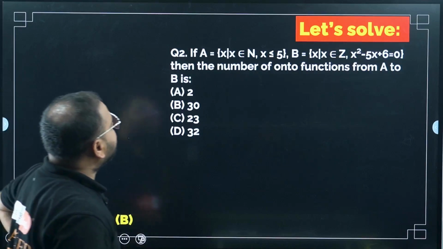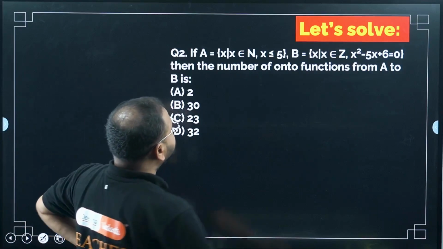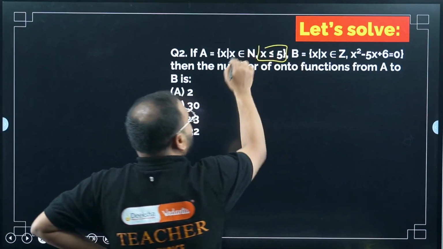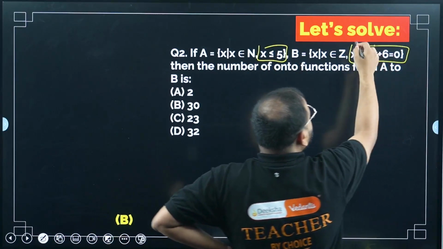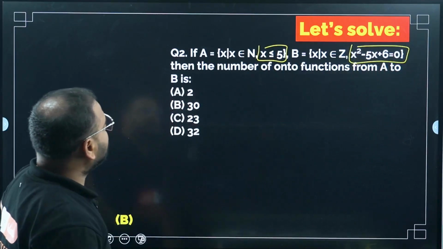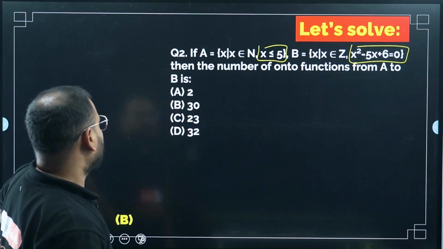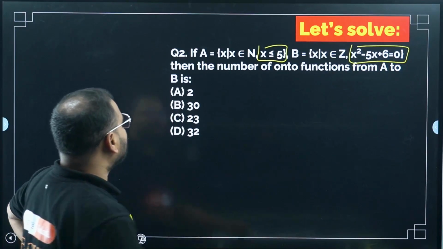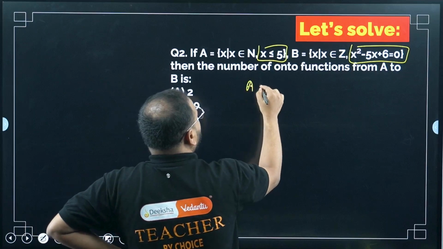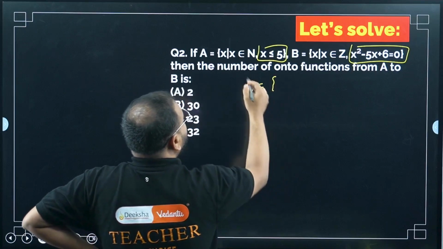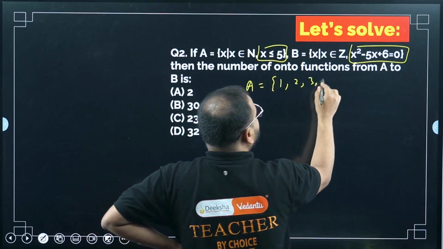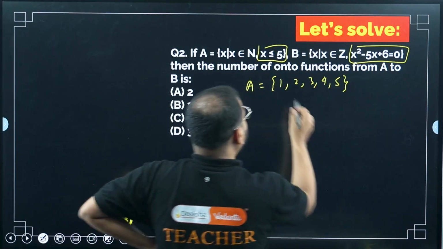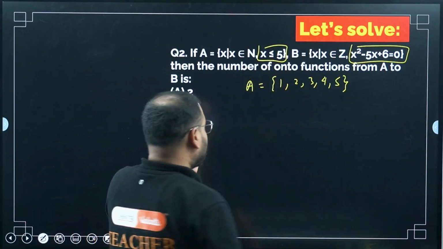If A equals x less than 5 for all natural numbers, and B equals the solution set of x square minus 5x plus 6. Then the number of onto functions from A to B. So let's quickly write A first. How will A look like? A will be all the natural numbers less than 5, so 1, 2, 3, 4, 5, correct? All natural numbers less than 5 is 1, 2, 3, 4, 5.